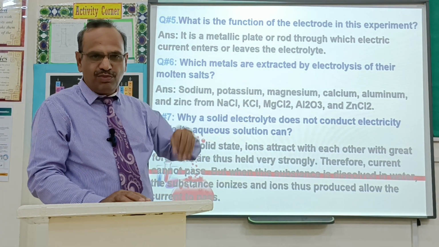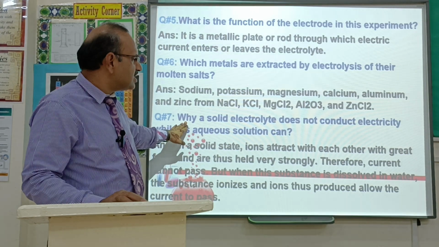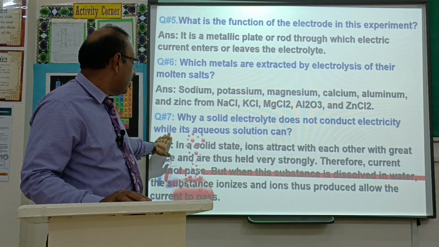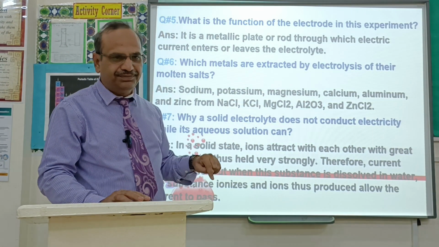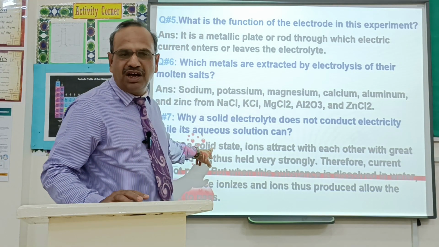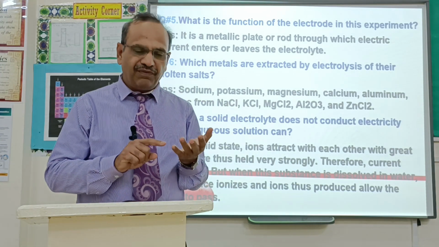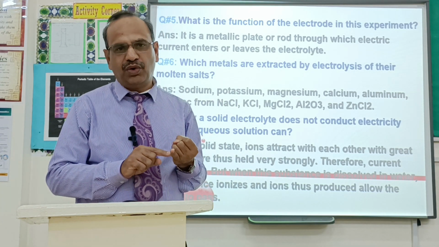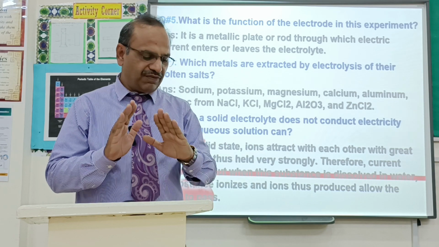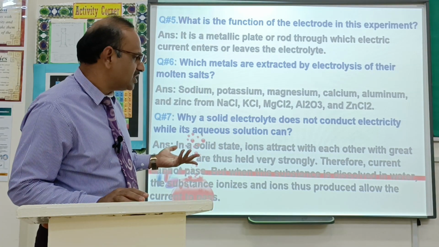chloride, like aluminium oxide. Why a solid electrolyte does not conduct electricity while its aqueous solution can? In a solid state, actually ions are not there. To conduct the electricity, always free electrons or free ions are required. If free electrons and free ions are not available, electricity will not conduct. So it's the simple way.